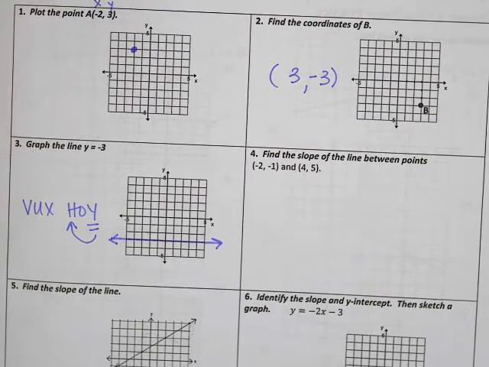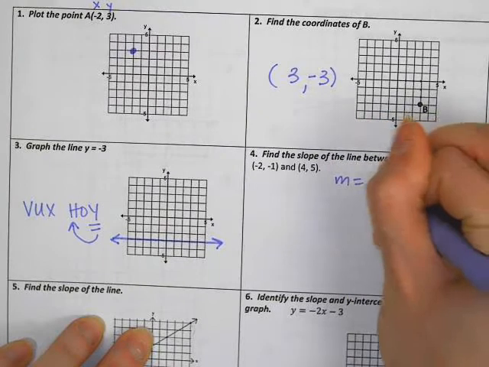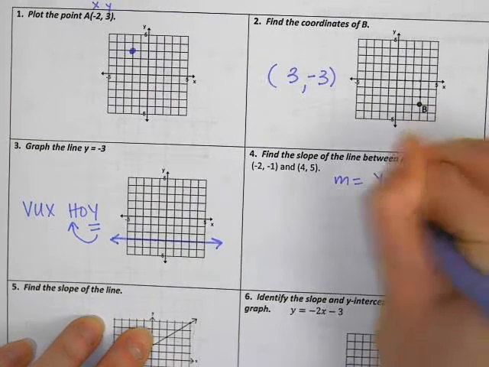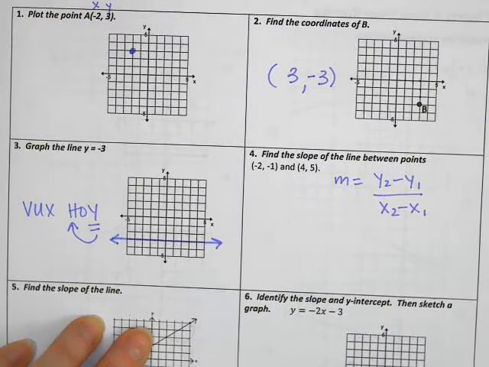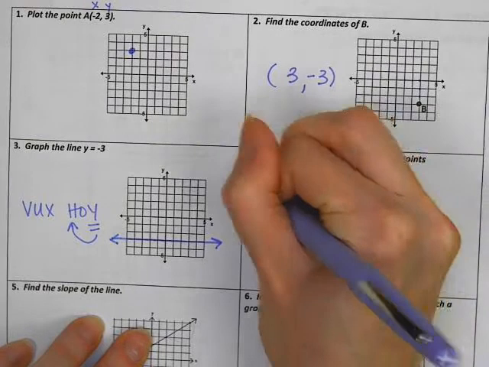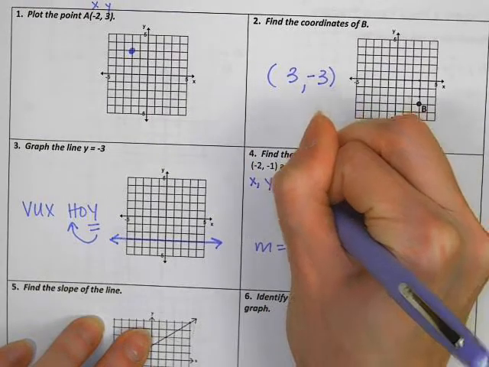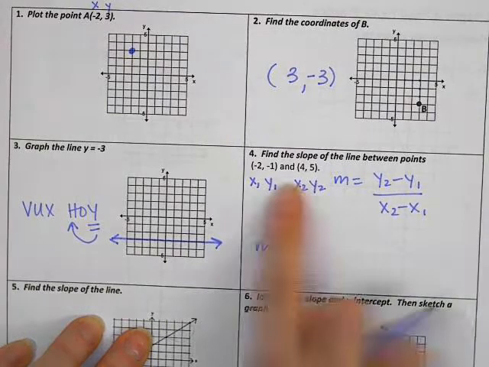And now we're on to slope. The formula to find slope is y2 minus y1 over x2 minus x1. All right, so let's plug those in. So this is x1, y1, and this is x2, y2. So you just got to plug them in.